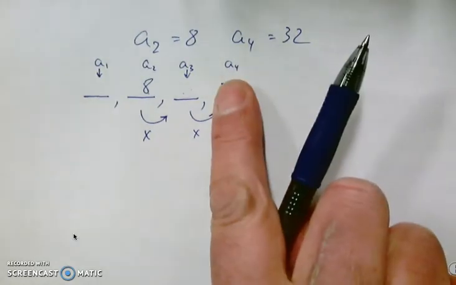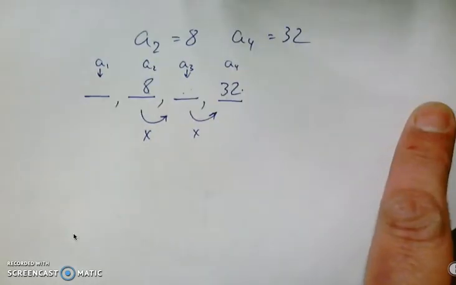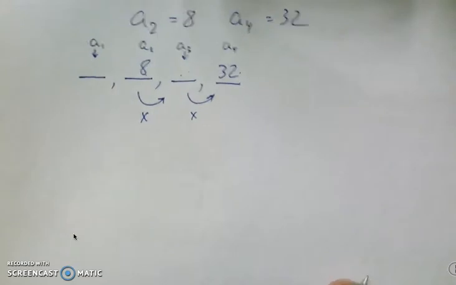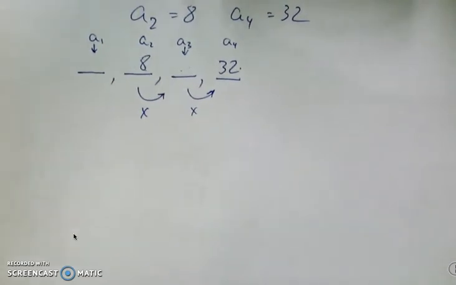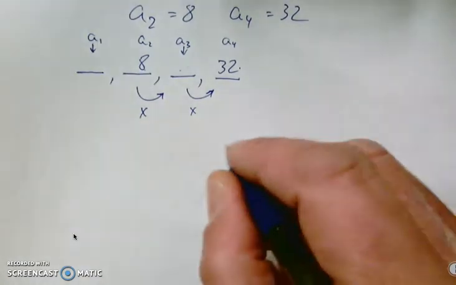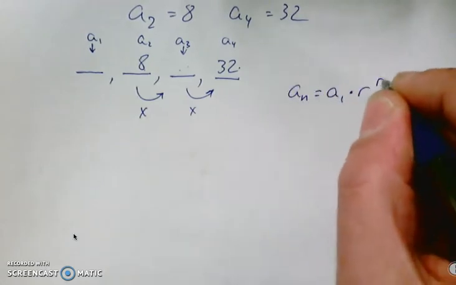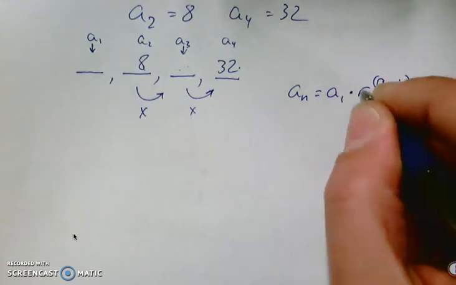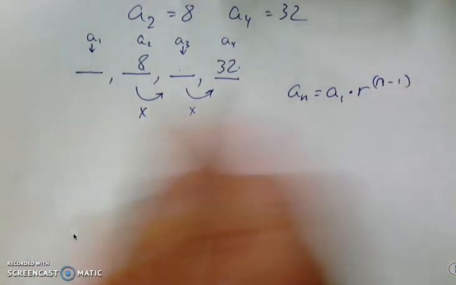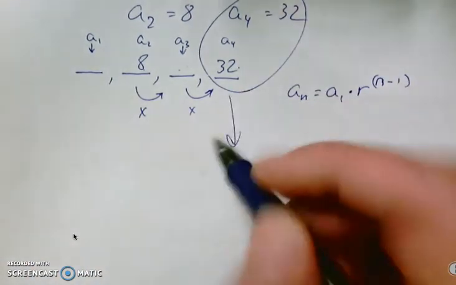But what if they hadn't given us that one? If they gave us some term way, way down the road, we need some other method. Plus we're math 3, so we want to be able to do some algebra here. So what we're going to do is say, okay, our formula says this: A1 times R to the n minus 1. And let's set this up for an equation.